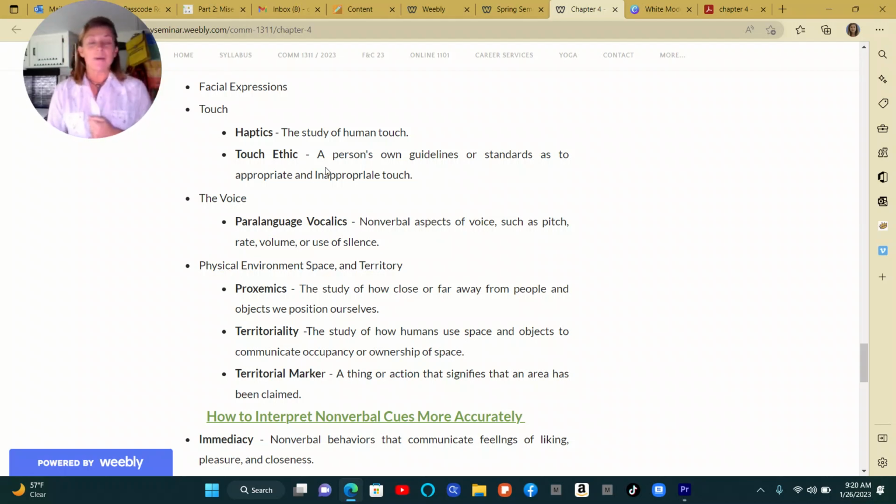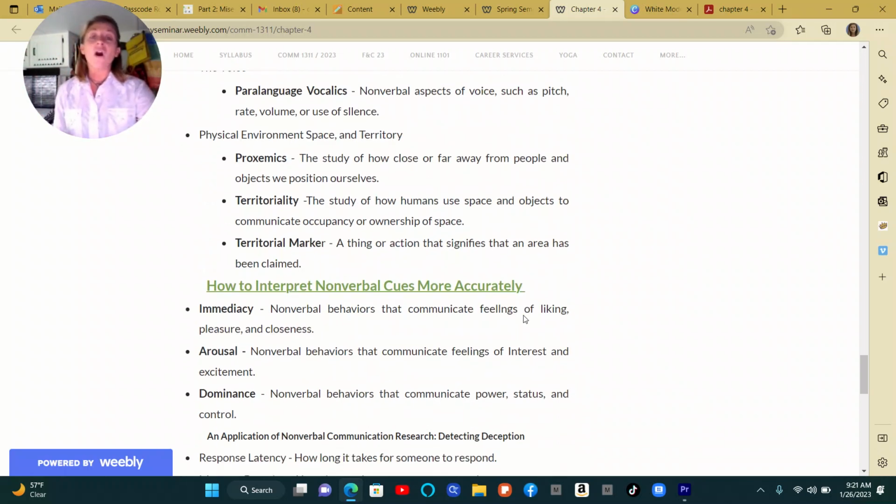Sometimes I just don't care, but I have to take that on, and notice and have empathy. If there's someone that needs my space, allow for them to be in it, even though I'm deciding to be a little bit selfish with my territory. Territorial marker, a thing or action that signifies that area has been claimed, right? So territoriality and territorial markers go together when it comes to territory.